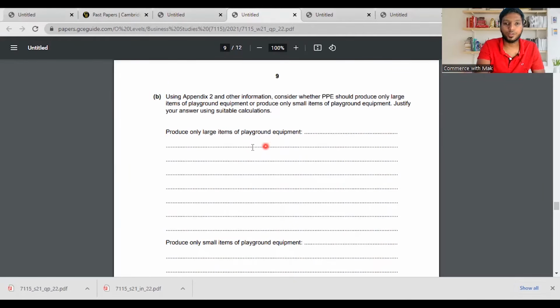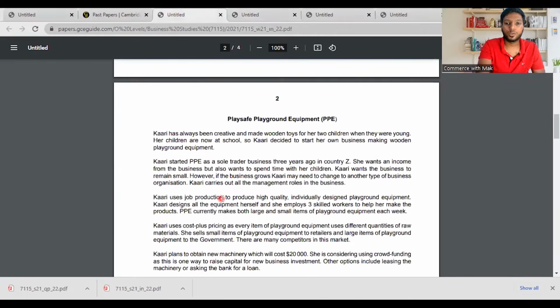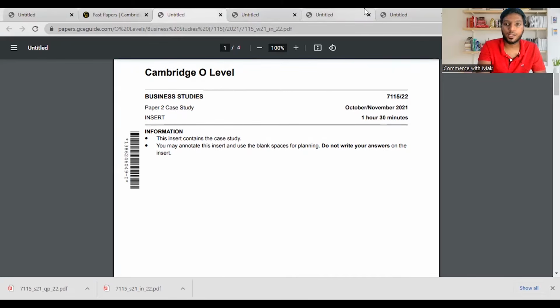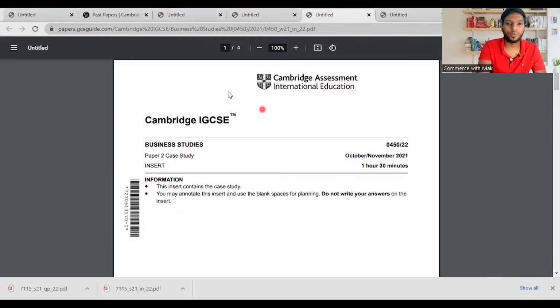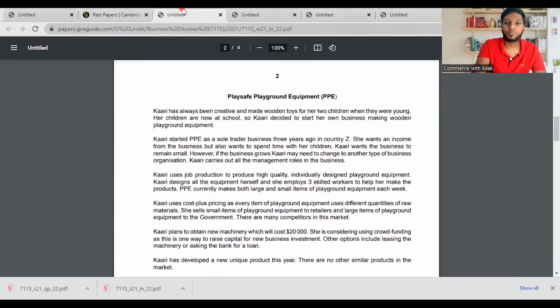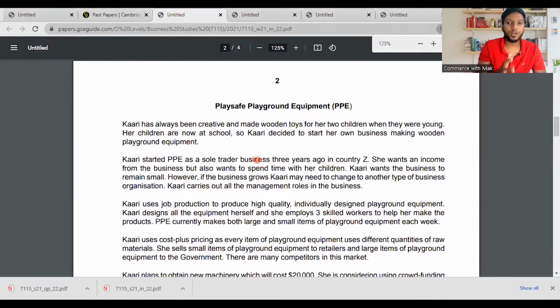Let's start the paper now. So we are going to do the Cambridge O Level 7115 and 0450 paper together. So I'm going to read the 7115. It doesn't matter, I read 0450, 7115. The case study is the same. Anyway, I'm going to zoom in a bit for you guys to have clarity. Whatever I'm underlining now, if you have a pencil or a pen and this past paper, when you're doing this past paper, print out the past paper, get the past paper with you.